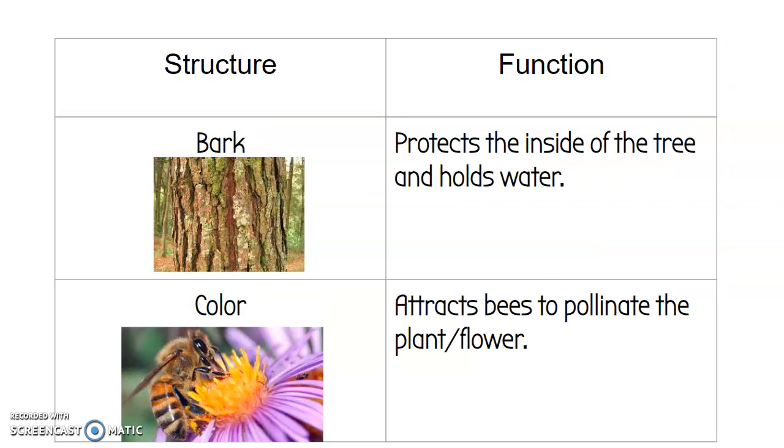Our last two structures that we're going to talk about on plants is bark. You could go outside and look at a tree in your yard and see bark. The purpose of bark is to protect the inside of the tree and help it hold in water. And then the last one that we have is color. We know that plants come in all different colors, especially flowers. And the purpose of that color is so that it will attract bees to pollinate the plant and flower.